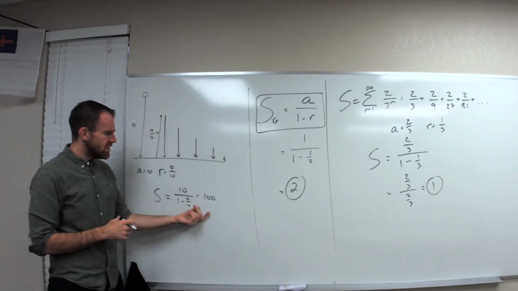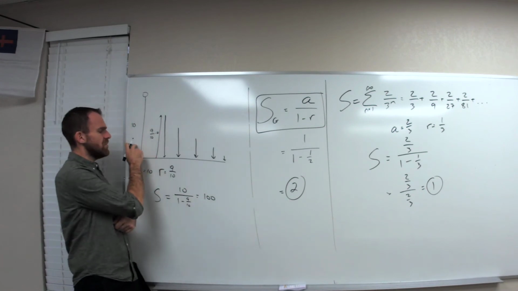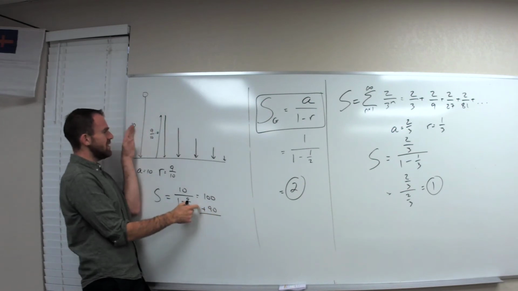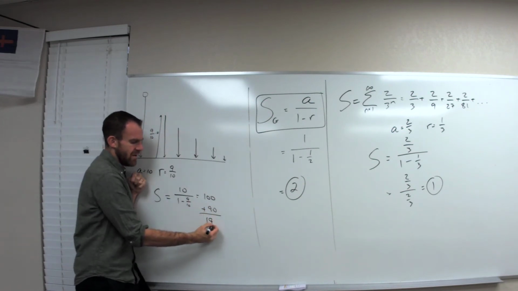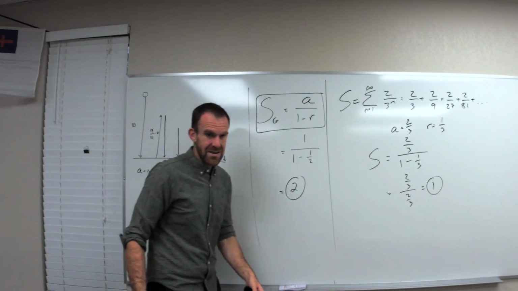So you might think, oh, well, it's just 200, because every time it falls, it goes back up. That's true, except the first time. So I'm only going to add 90, because I'm going to leave off this first 10, and I get 190 feet. It's a funky problem, but I know that you guys can get that.